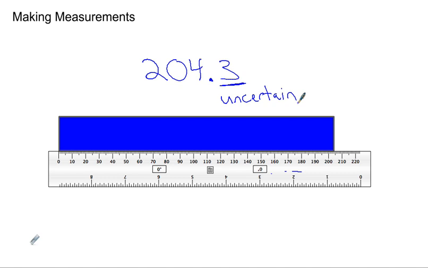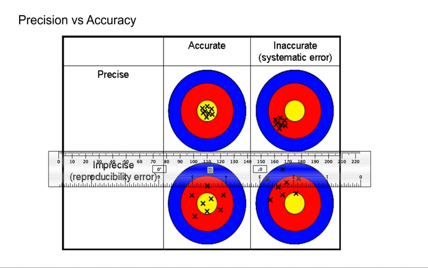The last thing that we need to make sure we always write down when we're making a measurement is units. This is a millimeter ruler, so I'll write down millimeters, because 204.3 millimeters is a lot different than 204.3 kilometers, a lot different than 204.3 degrees Celsius. You always want to make sure you have those units written down, so there's no question about what you meant. Oh, gotta get rid of that ruler.